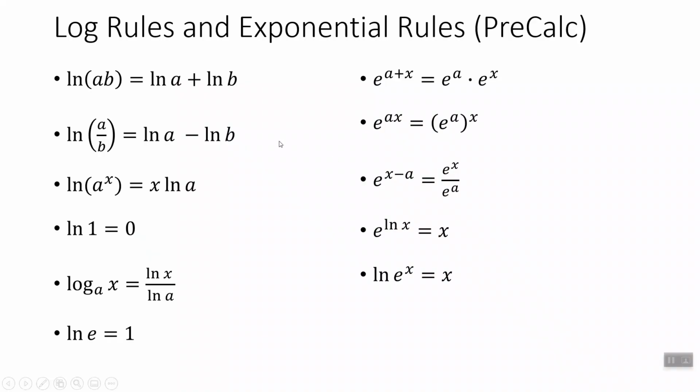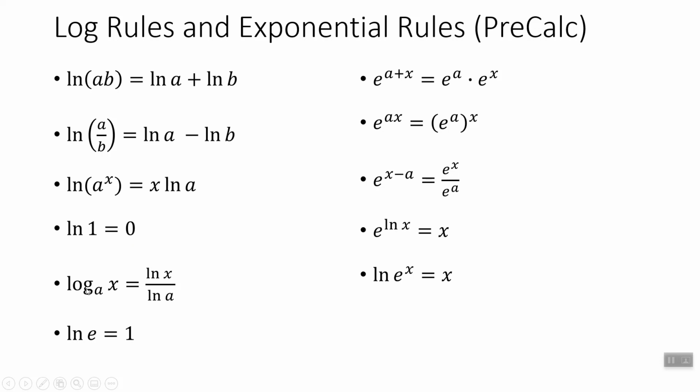All right, so these are all of our log rules. Again, we usually use ln, natural log, in this class. But if we're multiplying two things inside the ln, we can write it as adding two separate log expressions. With dividing, it would be subtracting. If we have an exponent on the thing inside the natural log, we can bring that down in front. The natural log of 1 is just 0, because anything to the 0 power gives us 1, including e to the 0 power gives us 1.